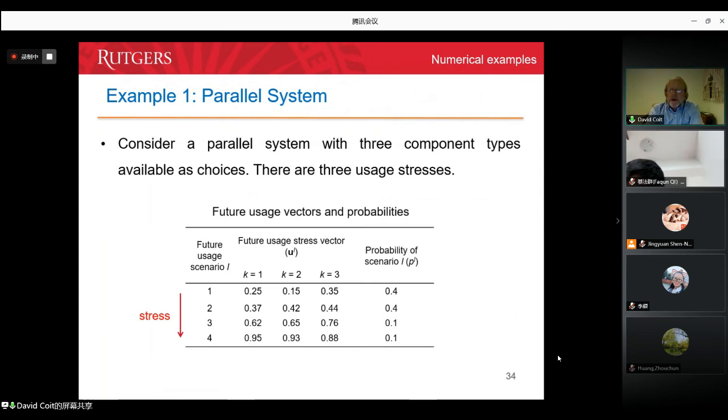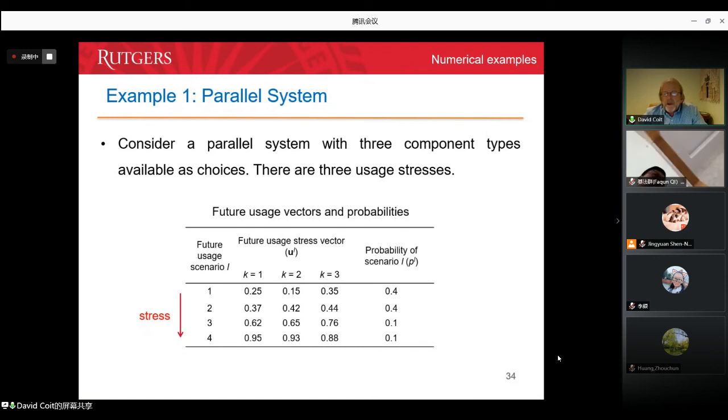This first example is very small. It's just to demonstrate. I just have one subsystem and 3 possible components. There are 3 stress variables, K equals 1, K equals 2, K equals 3, that influence the rate with which these components fail. Now I have 4 scenarios. Once again, there might be an infinite number of possible outcomes of these variables, but I'm selecting 4. I would really want more than 4, but this is to demonstrate.